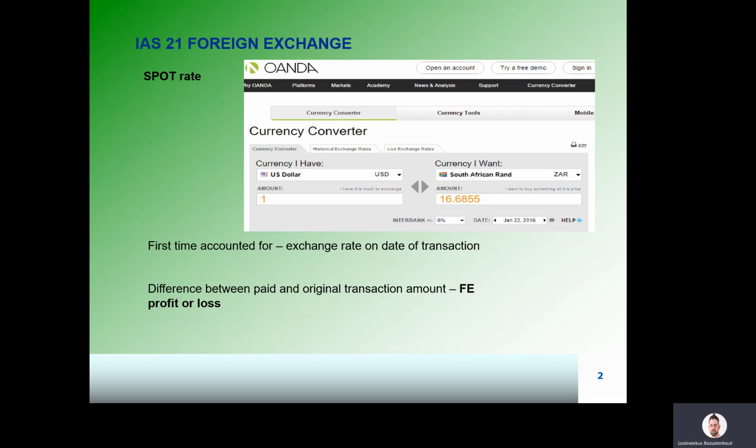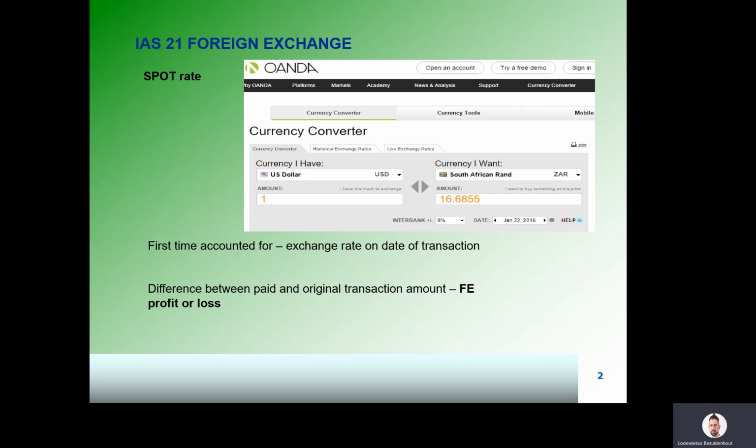All right, so the first time we account for a transaction, we exchange it at the rate on the date of that transaction. All right, so we import the goods, we have the transaction date, and we take that dollar amount and multiply it with the rand exchange rate. So the difference between the paid rand amount and the original transaction amount will either be a foreign exchange profit or loss.